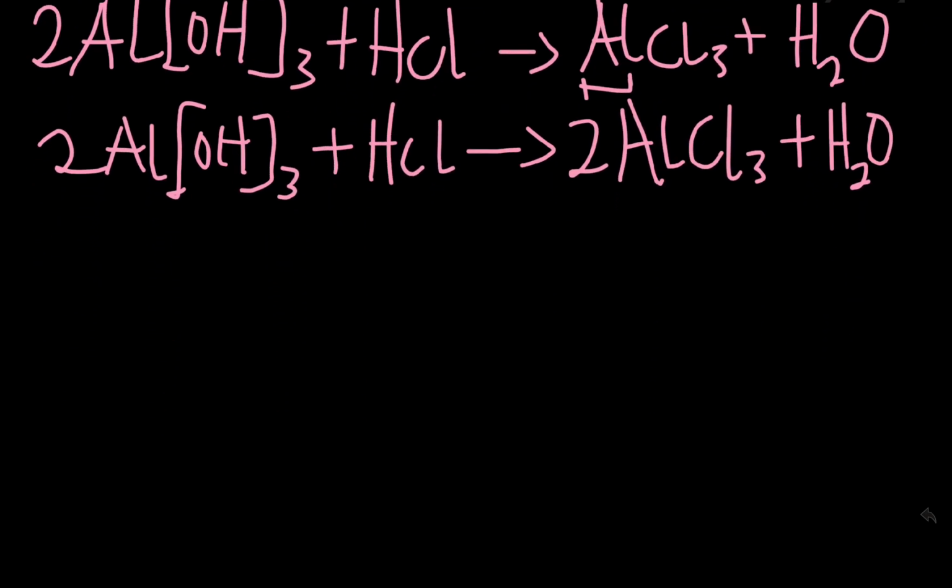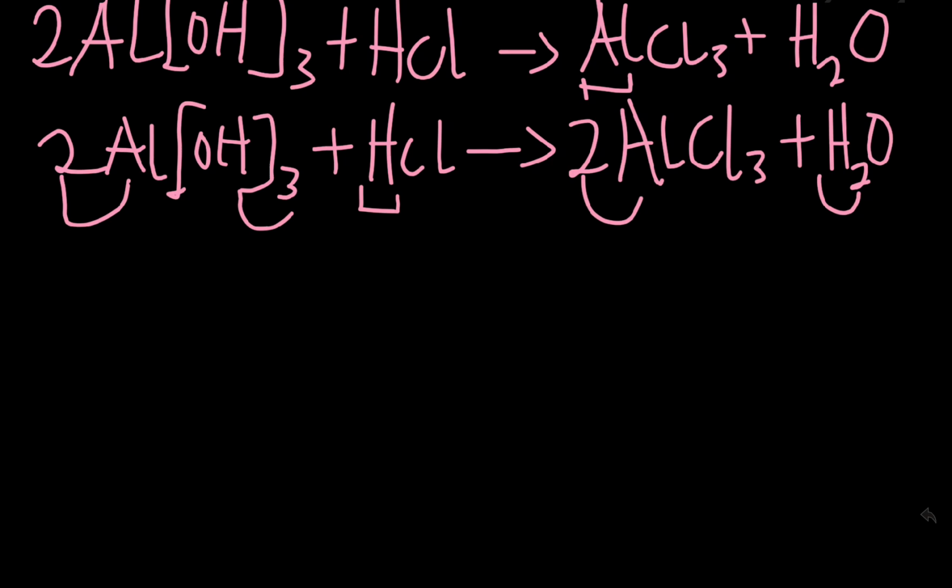Moving further, aluminium here is 2, aluminium here now is 2, balanced. Next item we need to focus on is our hydrogen. Hydrogen here is just 2, while hydrogen here is 3. But here, together, 3 plus 1 is 4. And we're having 2 here.